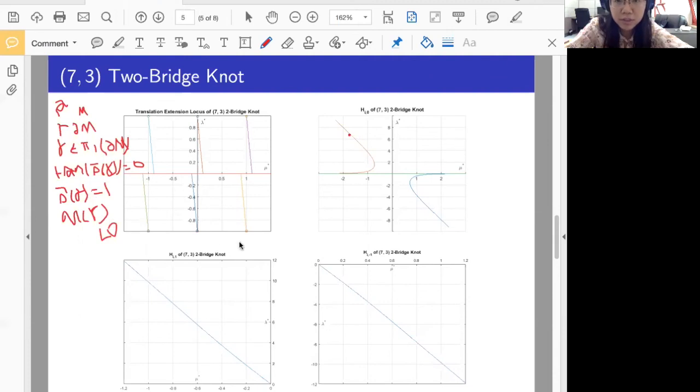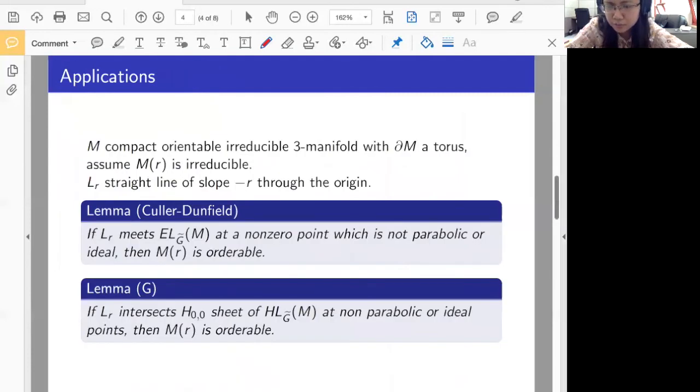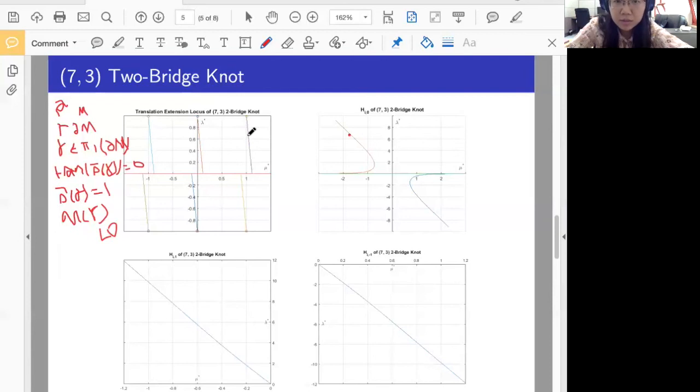Let's go back to the translation extension locus and look at all the curves in the translation extension locus. If we intersect the curves with straight lines through the origin, you can see that straight lines of slope from minus 1 to positive infinity will intersect. And therefore, if we apply this lemma, we know that Dehn filling of the 732 bridge knot complement of slope from minus infinity to 1 will be orderable.